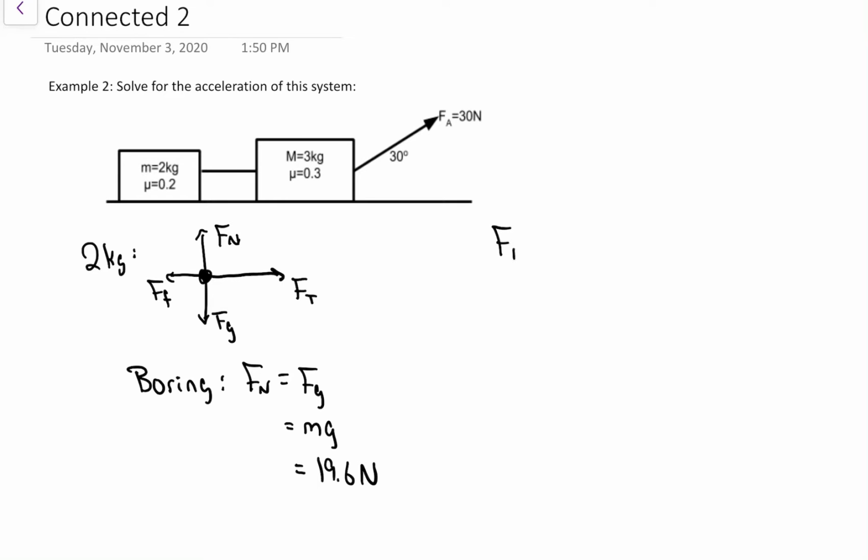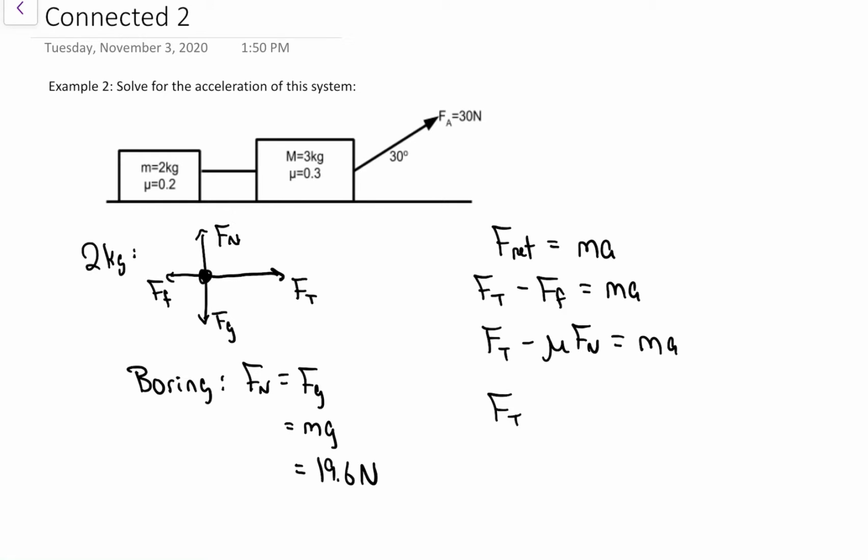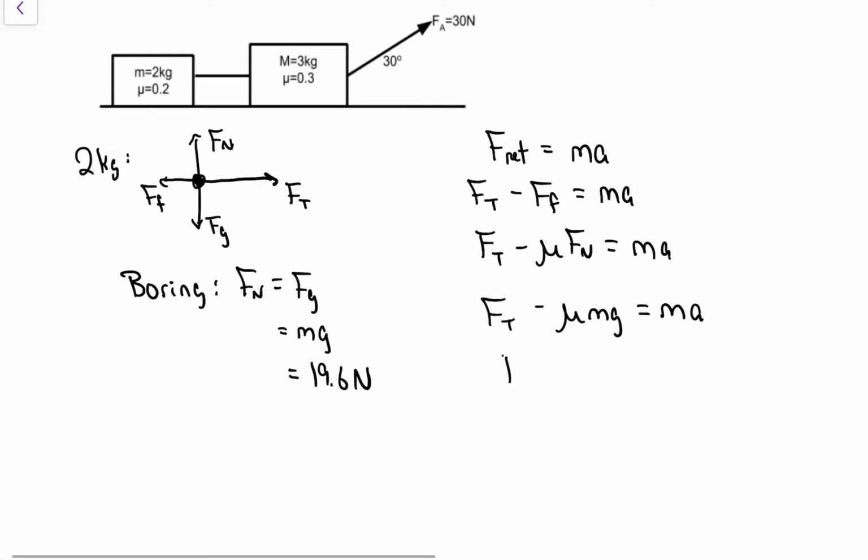In the horizontal, it is accelerating, so we're going to set up F net equals ma. The forward force is the tension, the backward force is the friction. That's going to be ma. Friction is always mu times Fn. For the boring case, that's going to be mu times mg. We know what mg is from before. When I put in all my numbers, tension minus the 19.6 times the 0.2 number is roughly 4, and that's equal to 2 times a.